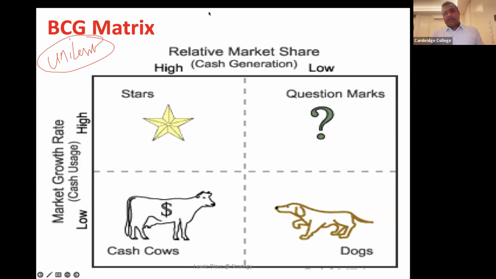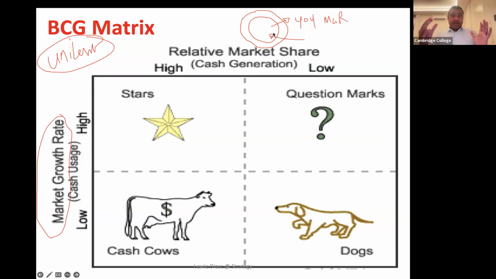Now, what they say is you need to look at, for each of your products that you have, what is the market growth rate? What is the market growth rate? Year-on-year market growth rate. Year-on-year. So 2024 to 2025, what did the market grow at? That is your YOY market growth rate. Is the market growing or is it contracting? Is it getting smaller or is it getting bigger?